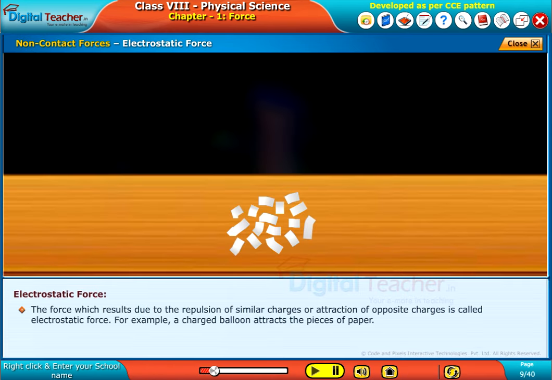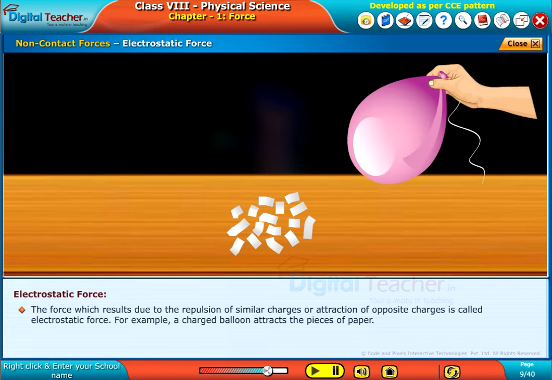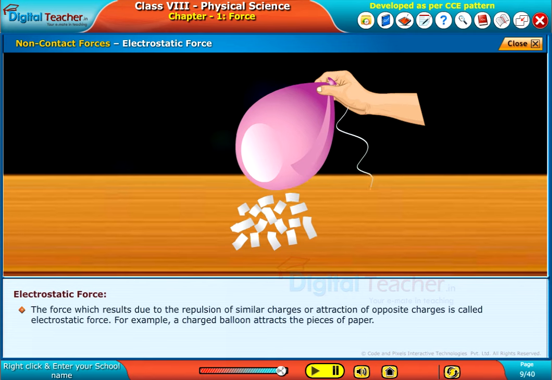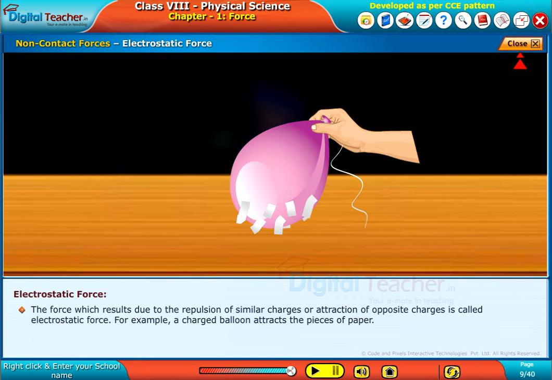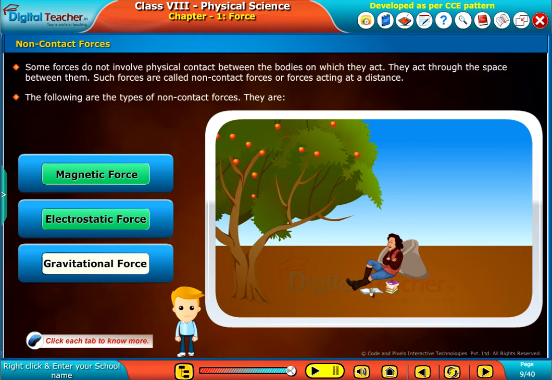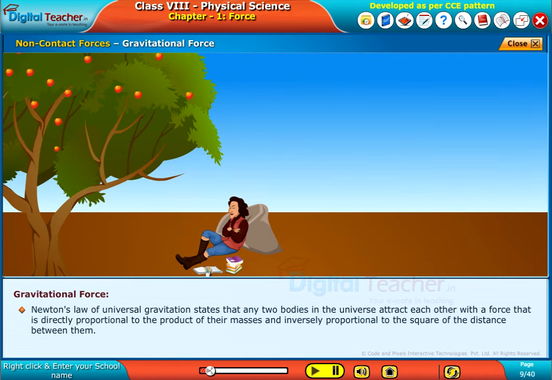The force which results due to the repulsion of similar charges or attraction of opposite charges is called electrostatic force. For example, a charged balloon attracts the pieces of paper. Newton's law of universal gravitation states that any two bodies in the universe attract each other with a force that is directly proportional to the product of their masses and inversely proportional to the square of the distance between them.